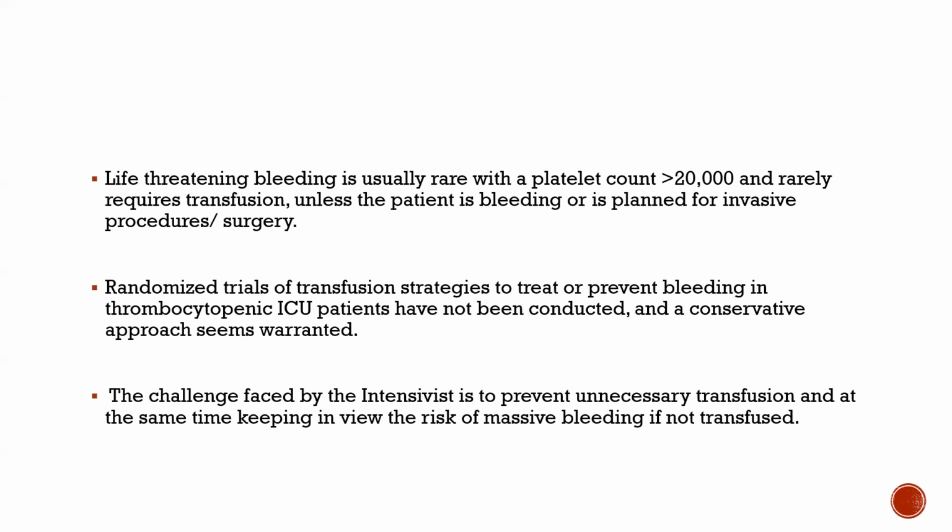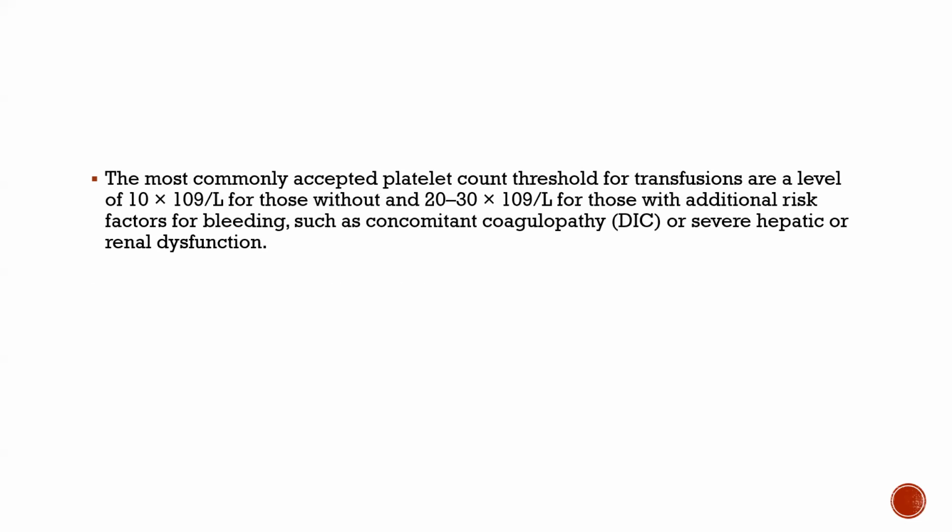Randomized trials of transfusion strategies to treat or prevent bleeding in the thrombocytopenic ICU patient have not been conducted, and a conservative approach seems warranted. The challenge faced by intensivists is to prevent unnecessary transfusion and at the same time keep in view the risk of massive bleeding if not transfused. The most commonly accepted platelet count thresholds for transfusion are the level of 10,000 for those without and 20,000 for those with additional risk factors for bleeding, such as concomitant coagulopathy, conditions like DIC, or severe hepatic or renal dysfunction.